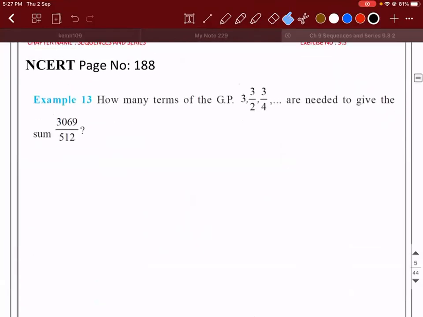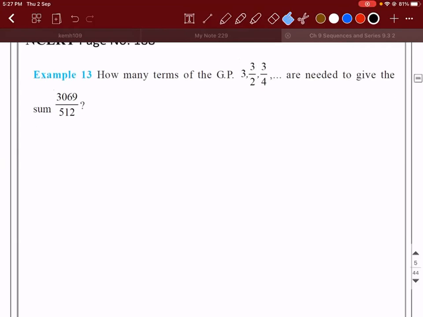How many terms of the GP are needed to give sum of 3069 divided by 512? How many terms? So they're asking n is equal to how much for this particular geometric progression so that you get the sum as 3069 divided by 512. Shall we do? Sn is a into r power n minus 1 divided by 1 minus r.